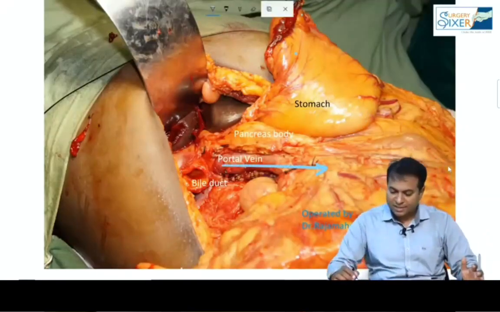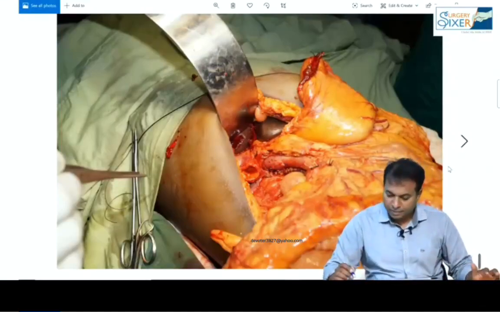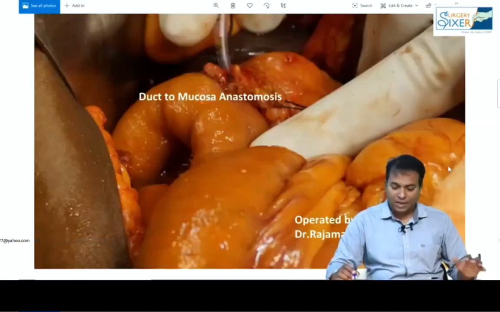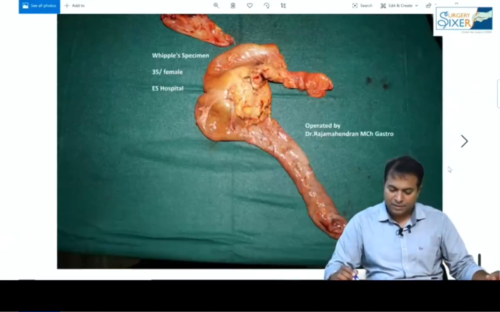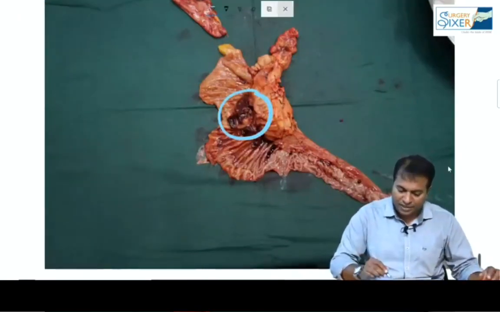Now after removing all these structures, I will go for a reconstruction. Okay, this is a typical surgery, Whipple's operation. So I'm doing the pancreatic jejunostomy now, by using ductal mucous anastomosis, and this is a specimen of Whipple's. So you can see the small tumor inside the periampullary region. It's a typical periampullary region tumor. This is a typical case of Whipple's.